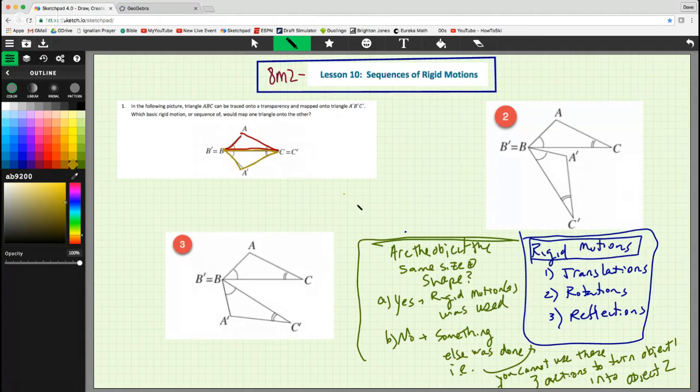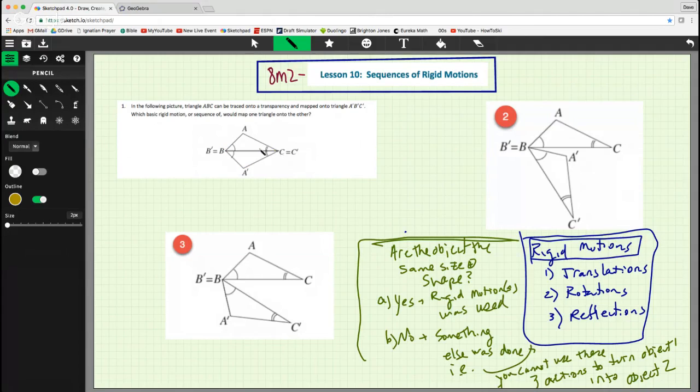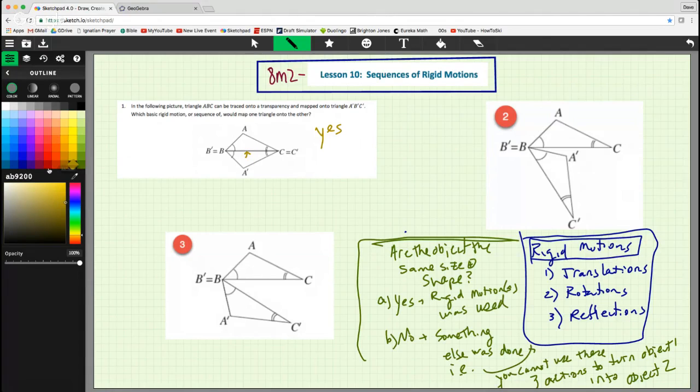And the question is, first of all, are they the same shape and size? Right? And the answer is, think about it, yes. Because this side is the same length as this side, and this side, AC, is the same length as this side, AC. And then this side is the same thing as this side.